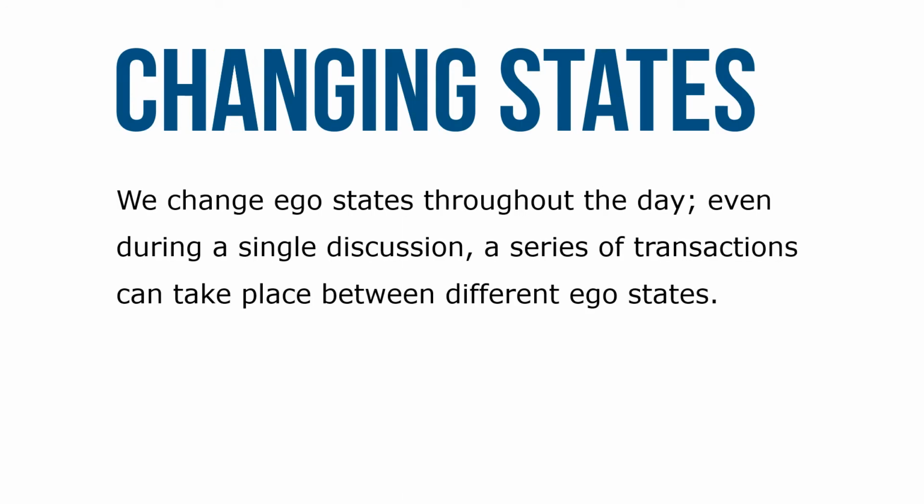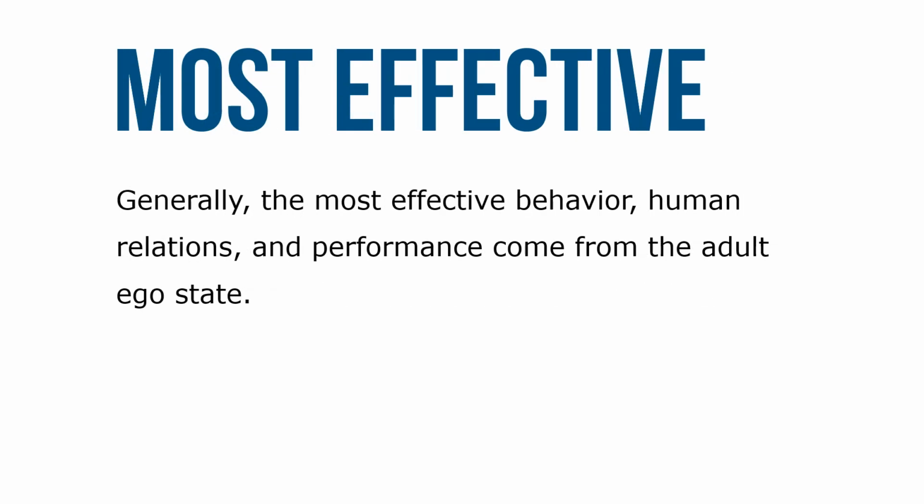We change ego states throughout the day, even during a single discussion. A series of transactions can take place during different ego states. Generally, the most effective behavior, human relations, and performance come from the adult ego state. When interacting with others, you should be aware of their ego state because it will help you understand why they're behaving the way they are and help you to determine which ego state you should use during the interaction.